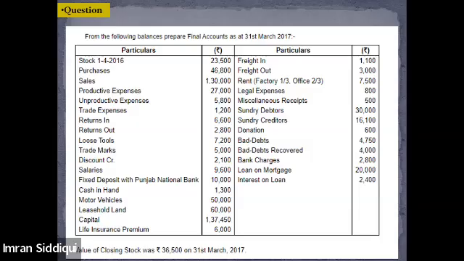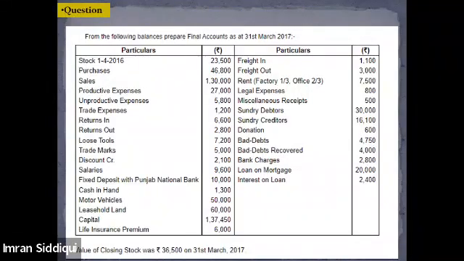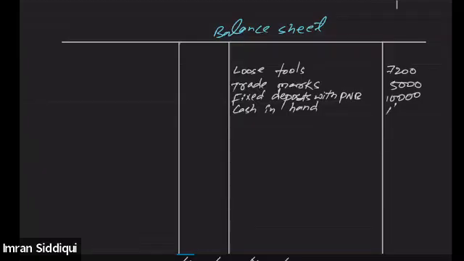Then next item we have is cash in hand. Cash in hand comes under the current asset. Need to be recorded again on the asset side of the balance sheet. Amount was 1,300.